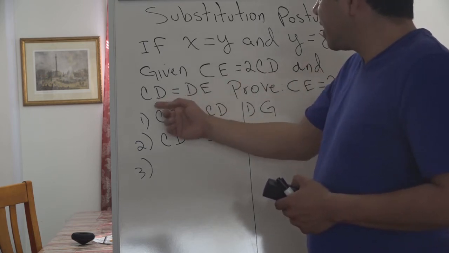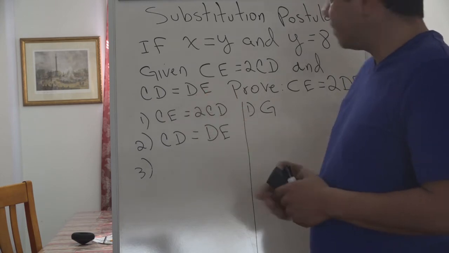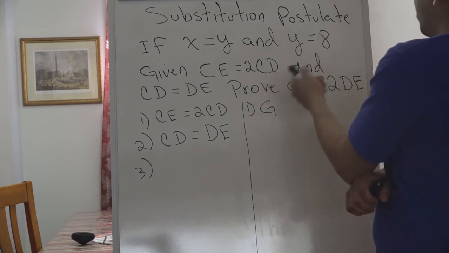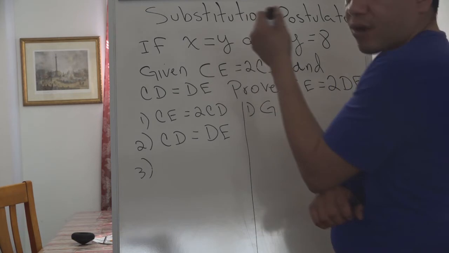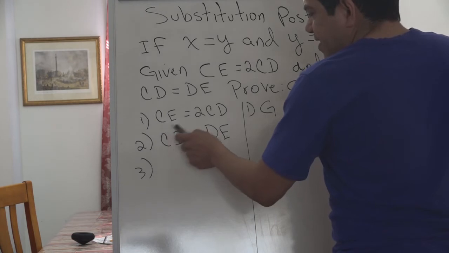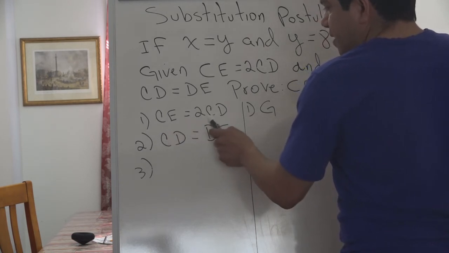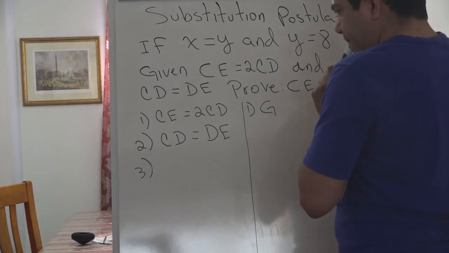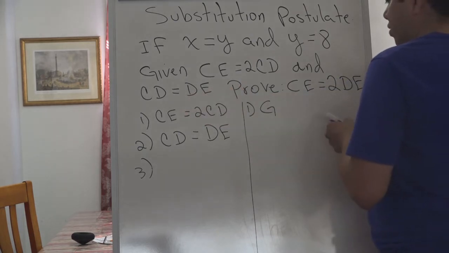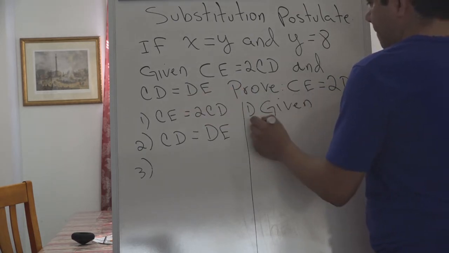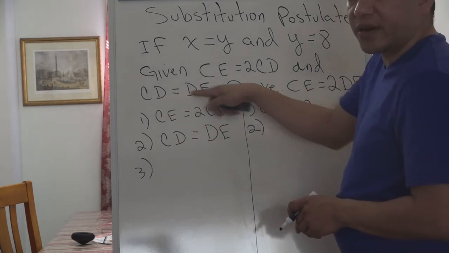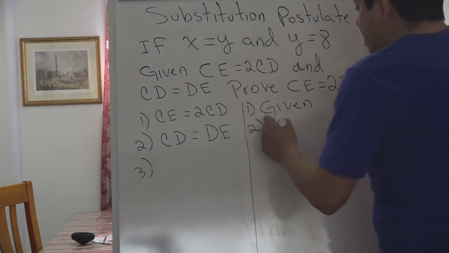And CD is equal to DE. Hold on a second. Oh, I see. I can make a diagram if you want to. But watch this. Let's conduct the proof first. Segment CE is 2 times CD. Okay. Now, what is my reason? Well, it was given to me. Second statement. CD is equal to DE, right here. What is the reason? It was given to me.